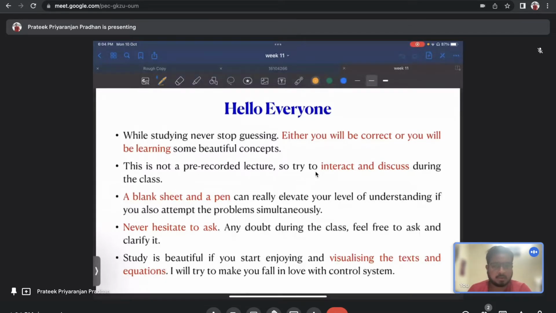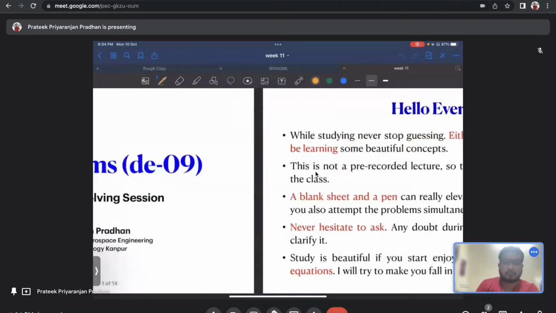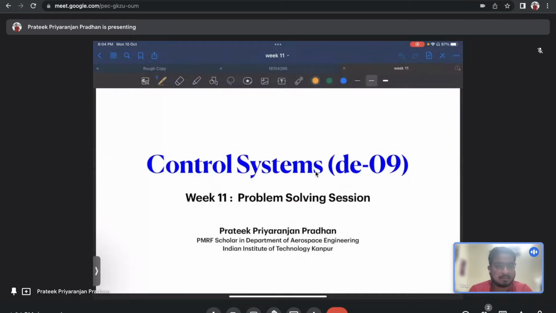I just hope my voice is audible. So, today is the 11th, the live problem solving session for the 11th week of the course Control System by Professor S. Shankar Ram. In this week, mostly the Nyquist plots and the relative stability concepts had been discussed, and the assignments are related to those concepts only. So I will be discussing them.